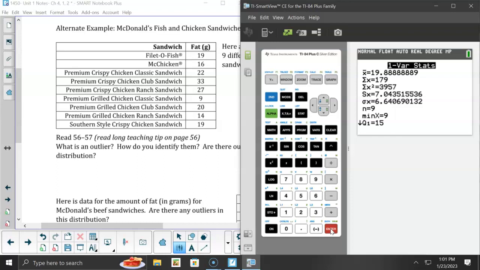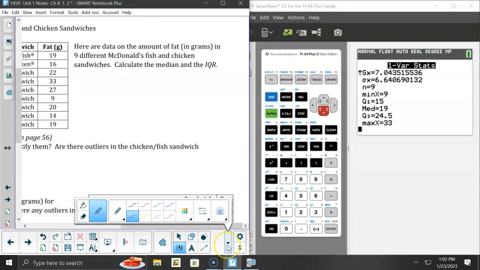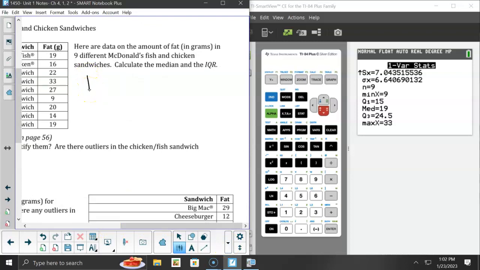So notice down here, see how it says n equals 9, number of data sets. Then it gives me my minimum. Then it gives me Q1, median, Q3, and my max. So if you had to do a box and whisker plot for this, you would do it on a number line.